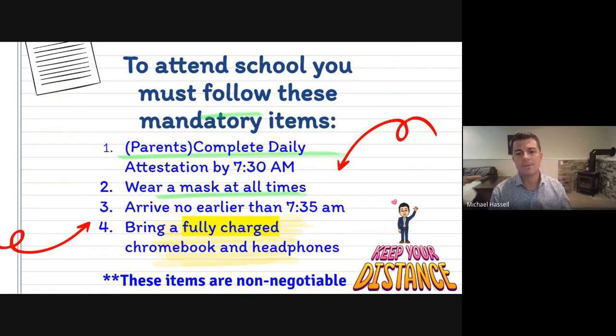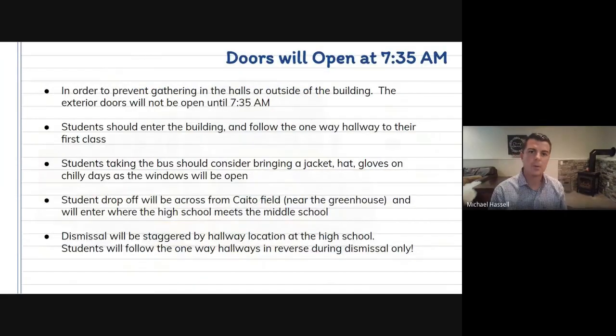And then again, bring a fully charged Chromebook with headphones. So these items are non-negotiable. Doors will open at 7:35. We talked through that. Students should enter the building and follow the one-way hallways to their class. And students taking the bus should consider bringing jackets, hats, gloves, because my understanding is that those bus windows will be open to increase the airflow of the buses as well.